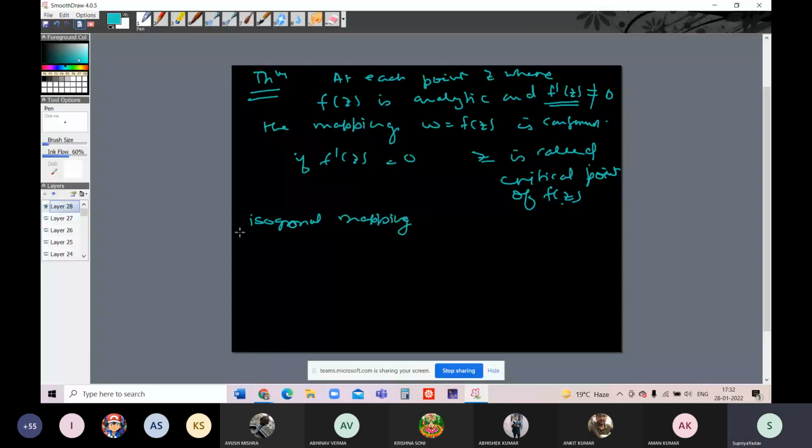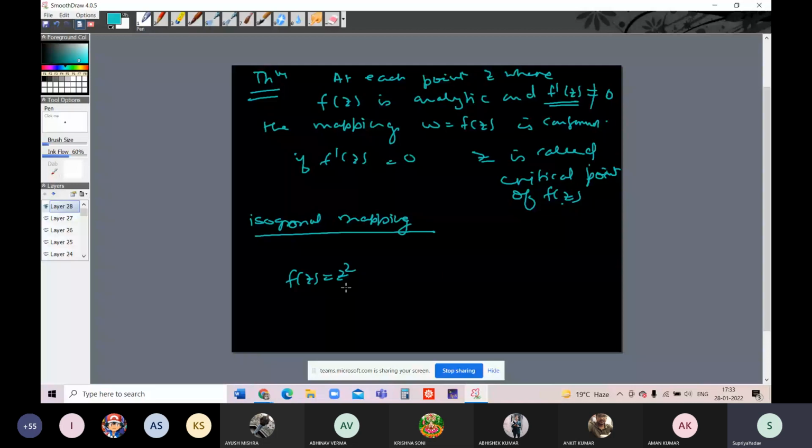If an analytic function preserves the angle only in magnitude, not in direction, that kind of mapping is called isogonal mapping. For example, suppose we have the mapping z square. You know that this mapping is analytic everywhere in the finite complex plane. So we have to find if this mapping is conformal or not.